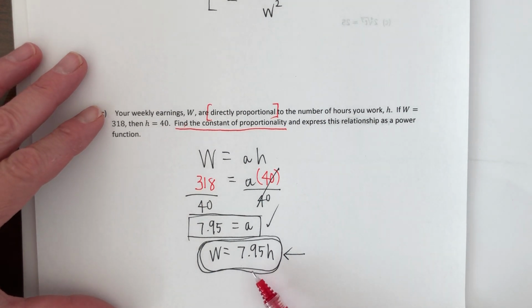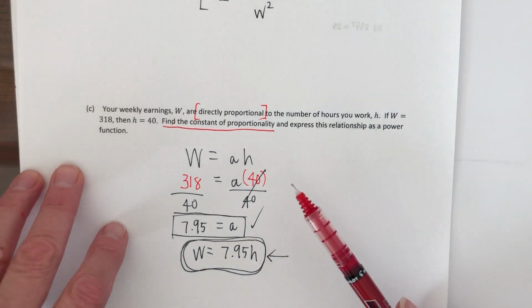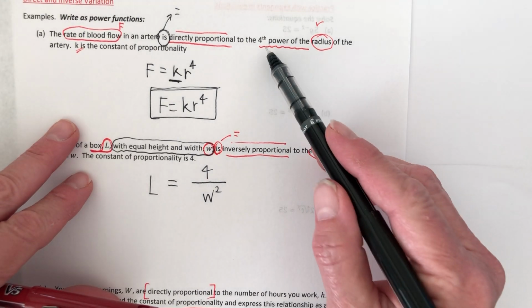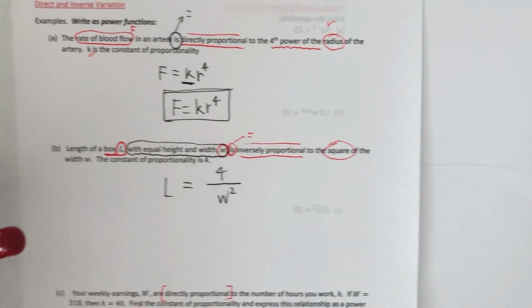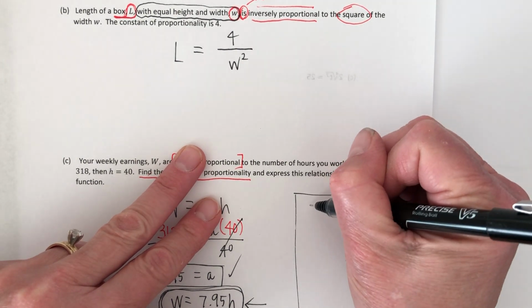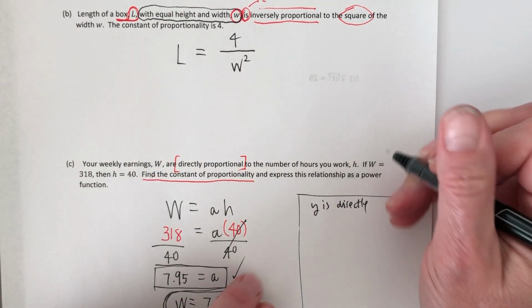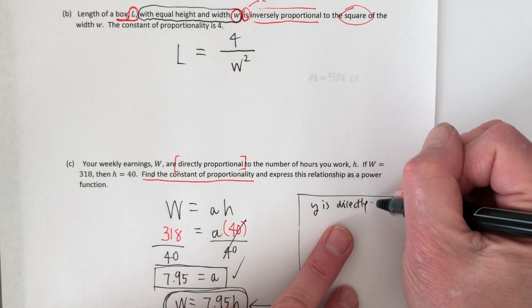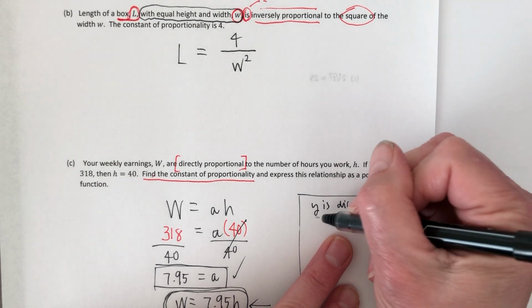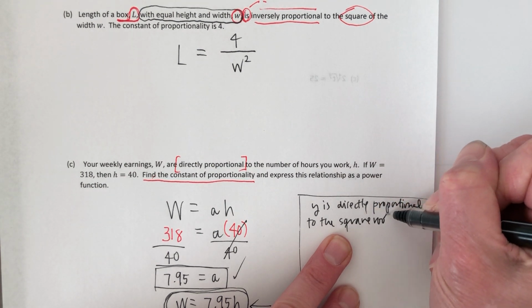This is the end result. This is one that was added a little later because we actually had to find the constant of proportionality. But look out for different phrases. You're going to see fourth power of the radius, the square of the width. You may also see, if I said that y is directly proportional, oh yeah, all of these use that phrase instead of variation, directly proportional to the square root of x.